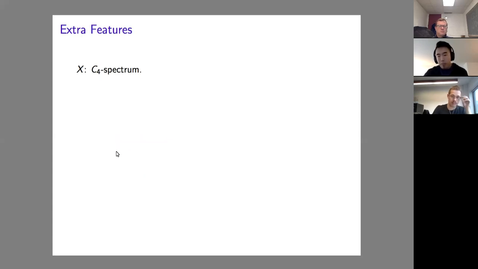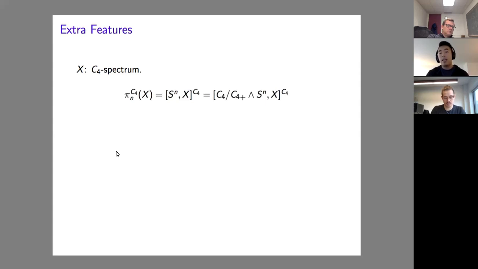Okay, so this is going to be a talk about equivariant homotopy theory. I want to explain some extra features you get in equivariant homotopy theory, and I'm just going to do it by example. Suppose X is a C4 spectrum. Then I can take the C4 fixed points of X. I can take pi n C4 of X, which is the C4-equivariant homotopy groups from Sn to X. So I take the C4-equivariant maps from Sn to X, where Sn is equipped with the trivial C4 action, and I model that by homotopy. So that's one thing I can do: I can take the homotopy classes of C4-equivariant maps.